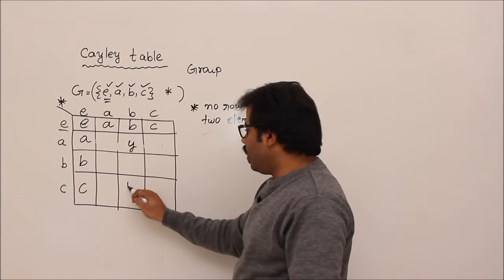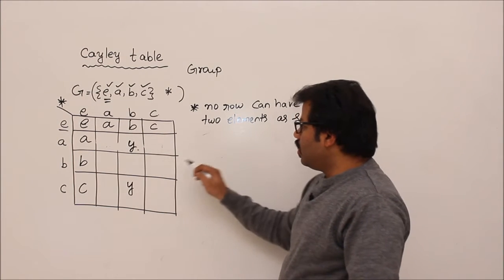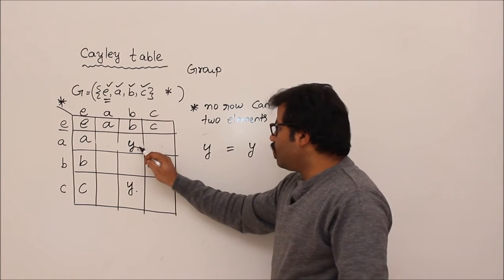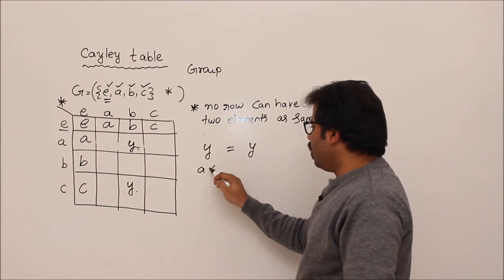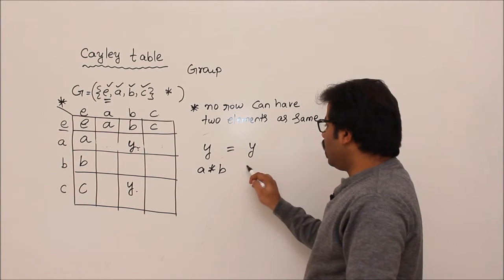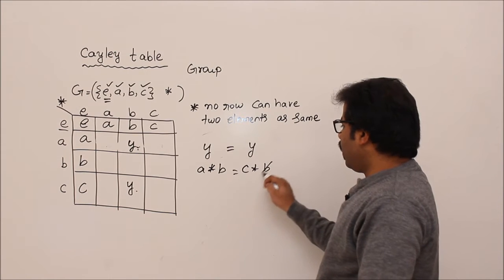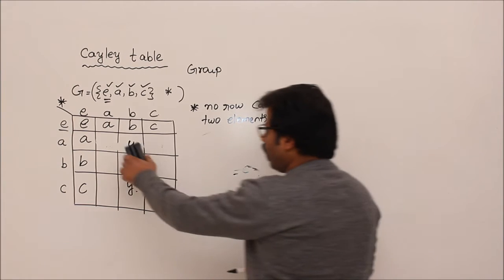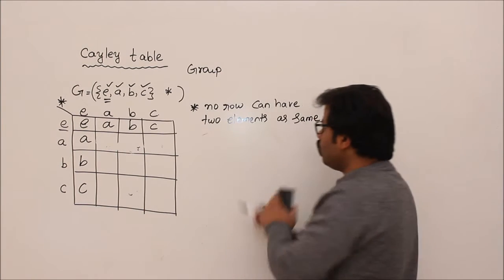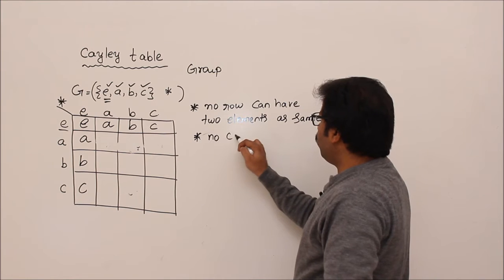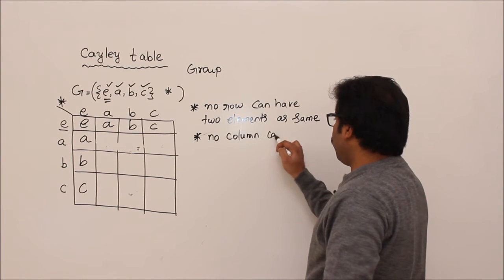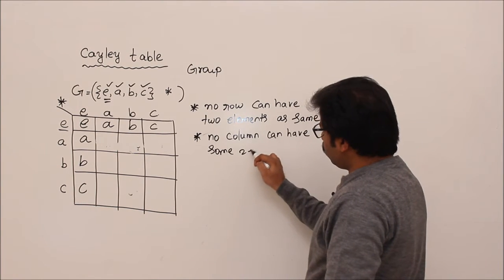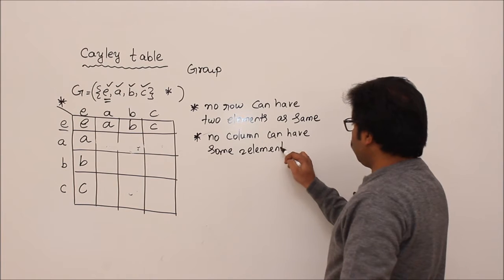Sir, I try. Y here, Y here. So what is this? Y. What is this? Y. Y equal to Y. But what is this Y? Which is nothing but A star B. What is this Y? C star B. This time right cancellation. So right cancellation cancels B. So A equal to C, which is impossible. So this cannot happen. So no column can have two elements as same.